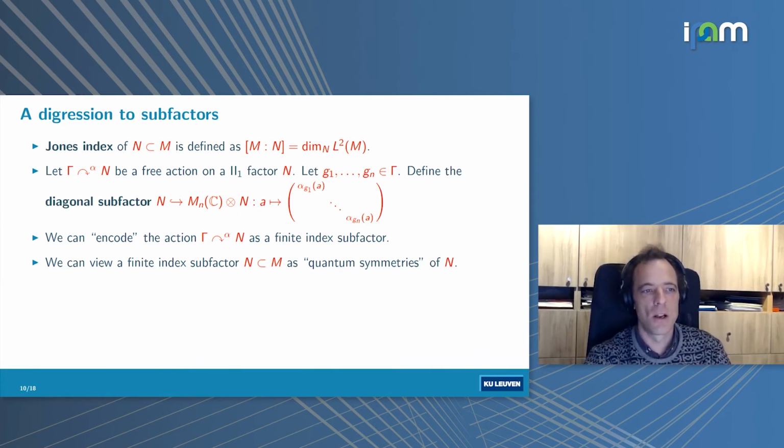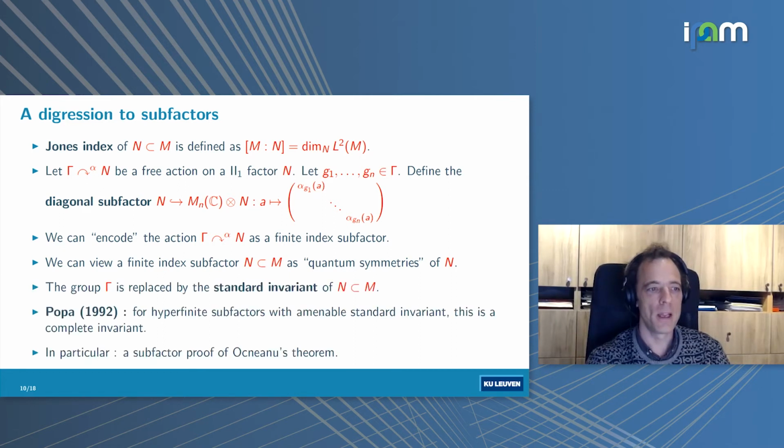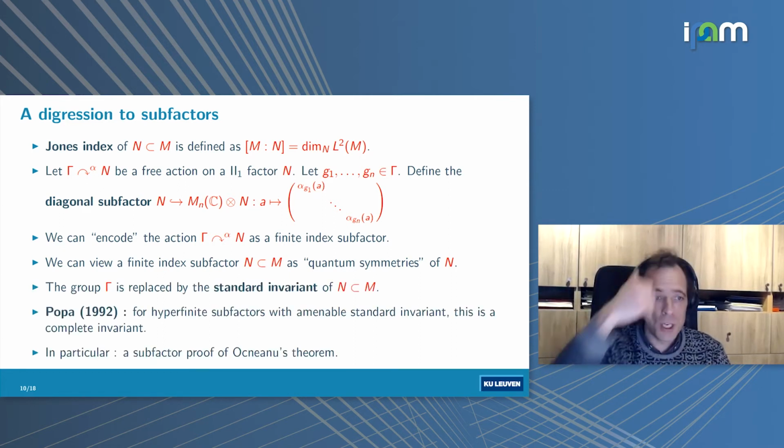And this is more than just a slogan, because this is really the starting point of the dictionary between viewing finite index subfactors as quantum symmetries and group actions, and why there is so much of a parallel between the two worlds is really because of this point of view. Now, this can be pushed much, much further.